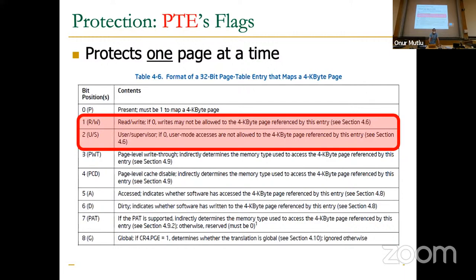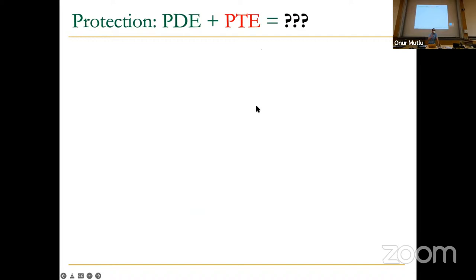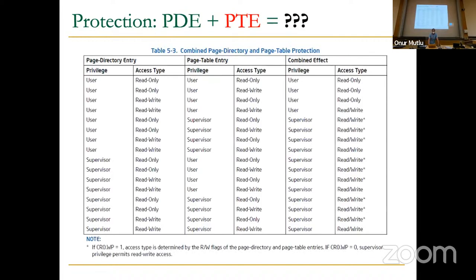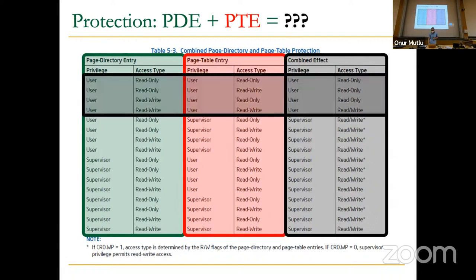Okay, PTE also protects one page at a time. Now if a mess happens, this is the combined, this is from the x86 manual also to help you, presumably. But basically you have a page directory entry and page table entry, and they have different privilege levels and access types. And x86 tries to help you in terms of what happens with different access types. There's a combined effect, as you can see over here. Yeah, it's interesting, but this sort of stuff becomes a bit messy because you have protection at different levels, and the bits need to be set consistently, right?